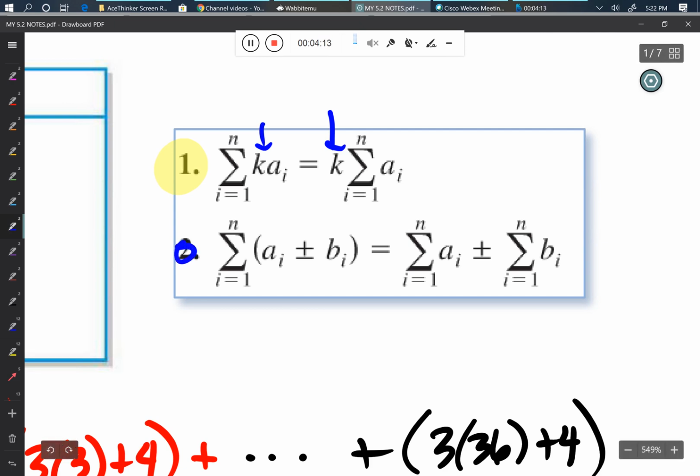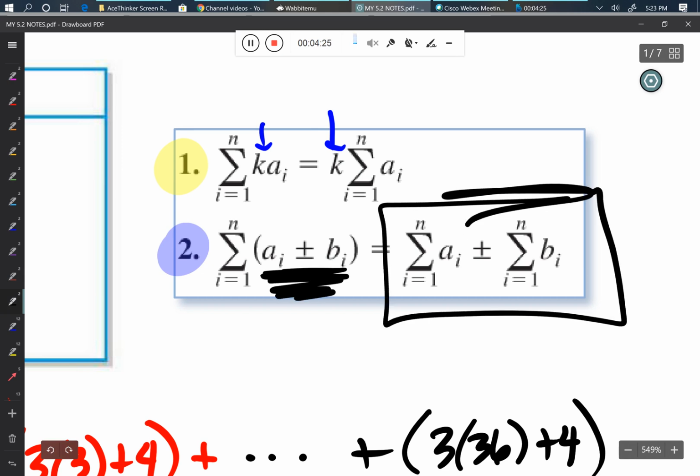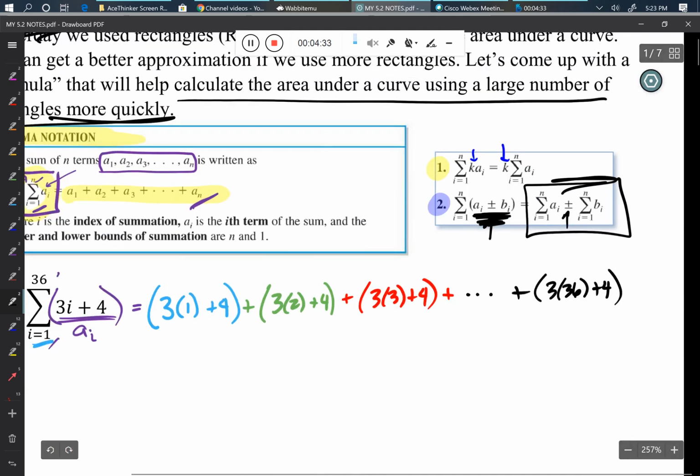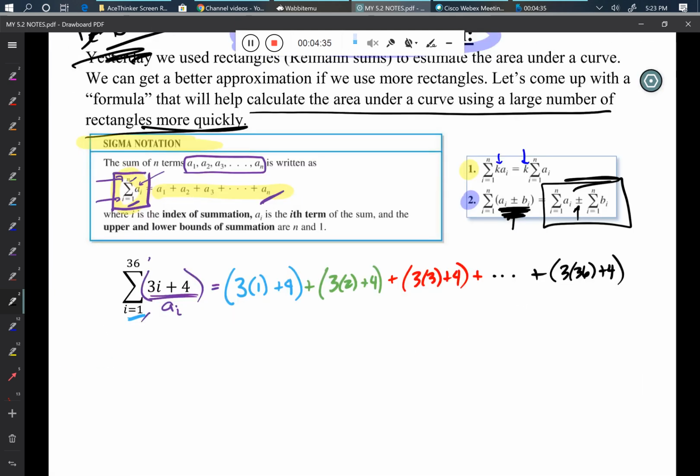And then what does the second one say? The second one says that if you have the sum of two sequences added together or subtracted from each other, you can rip that summation apart and write it not as one summation, but as two summations that are then properly added or subtracted to match. So what I'm going to argue is we should do that down here so that I don't have to figure out 36 different terms of the sequence and then add them all together, and that we should use those two properties and turn our original summation into this summation.